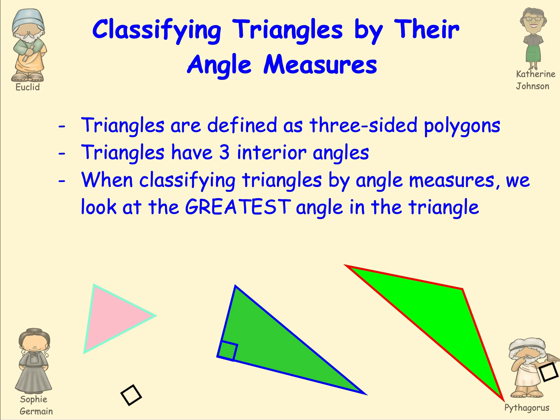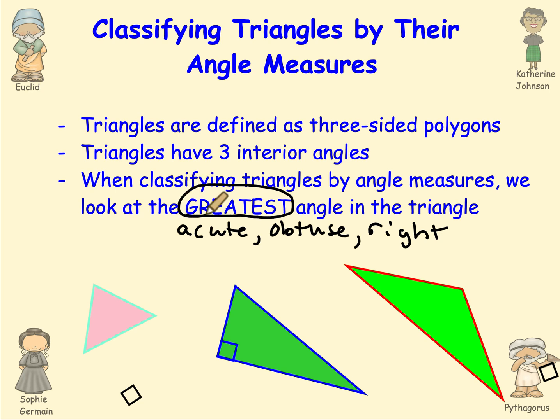So when we're classifying triangles by their angle measure, just like we talk about acute, obtuse, and right angles, we can classify triangles this way as well. So when we're looking to see if a triangle is an acute triangle, obtuse triangle, or right triangle, we look for the biggest angle, or the one with the greatest angle measure, and that tells us what type it is.